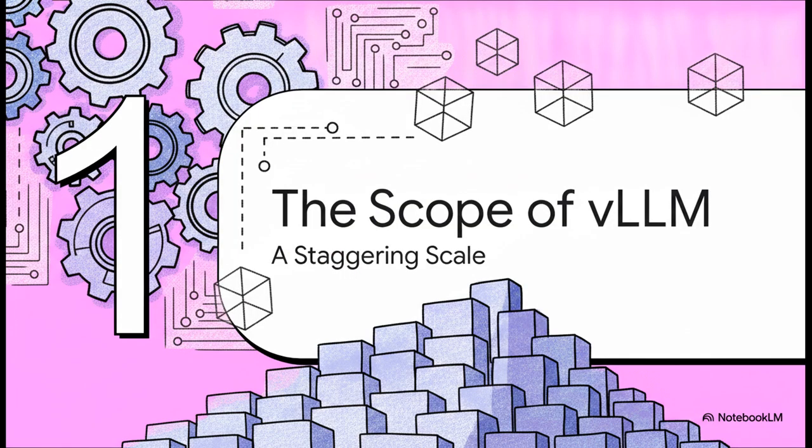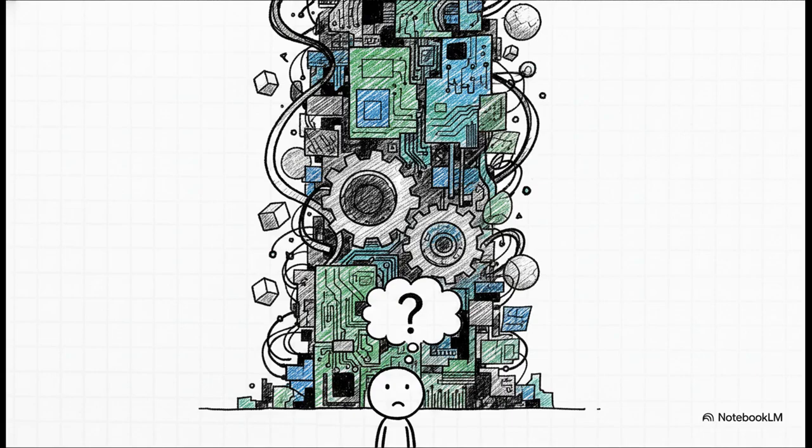Section 1. The scope of vLLM. It is, frankly, a staggering scale. And what's wild is that these terms barely even scratch the surface of the index we found in the source material. We're talking about deep, highly complex AI topics living inside this repository. Things like speculative decoding, disaggregated serving, FP8 quantization, fused mixture of experts, modular kernels, NIXL KV cache lease renewal.